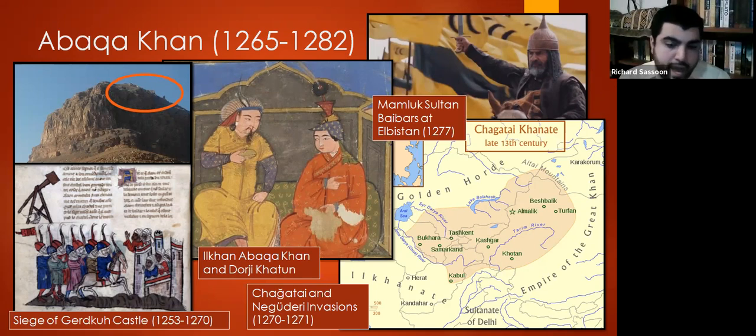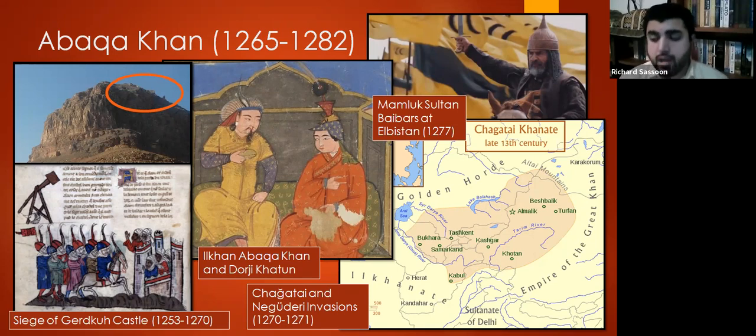However, Abaqa Khan had a lot to deal with on his plate because it wasn't just the Golden Horde that was attacking him, it was also the Chagatai in Central Asia who were attacking him. And there were numerous invasions from 1270 to 1271 that he had to fend off. He also had attacks from the Mamluks in the south, and the Mamluks had created an alliance with the Golden Horde, that if the Golden Horde were under attack, the Mamluks would attack, and then conversely, if the Mamluks were under attack, the Golden Horde would attack. So that way they could get the Ilkhanate between them in sort of a pincer movement.